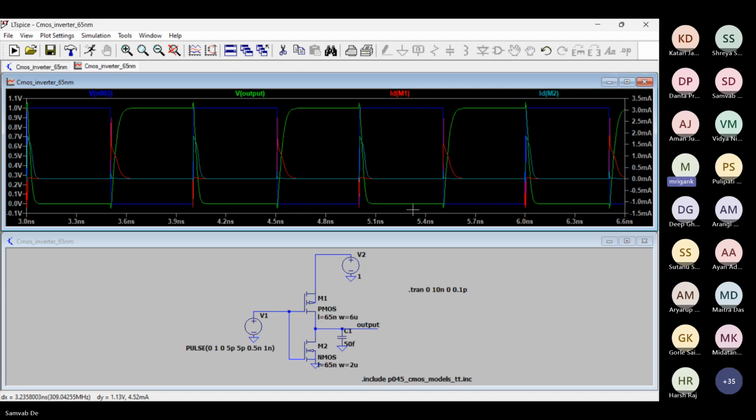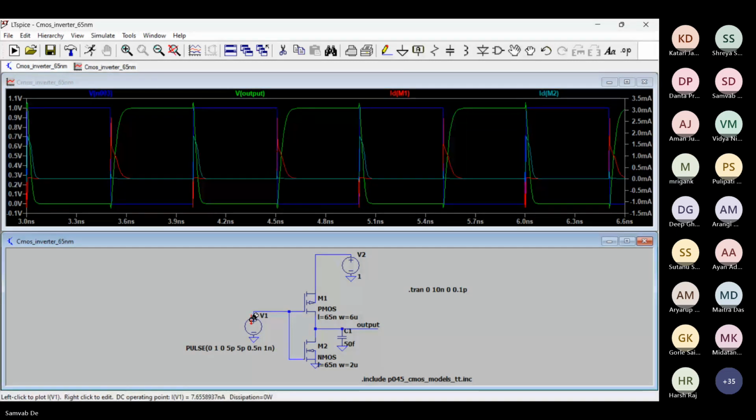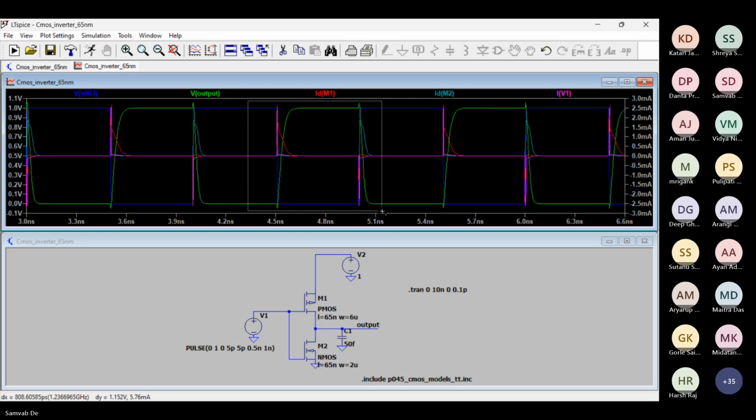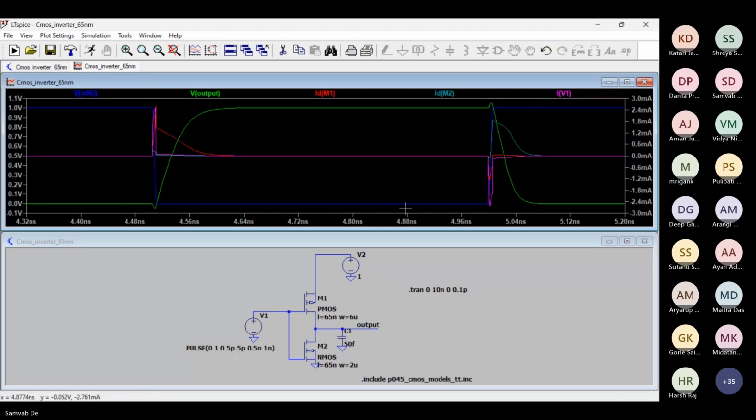Can you plot the current of V1, the current going out of V1, and the gate voltage? So here, can you zoom in to V1, any region of V1? Just maybe remove other things so that it is clear.